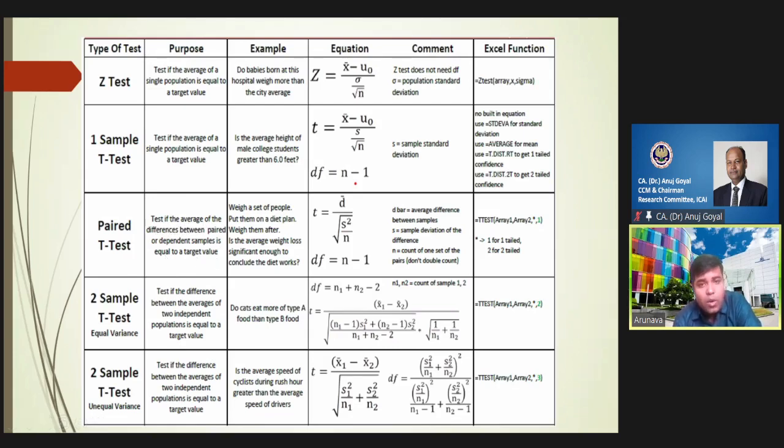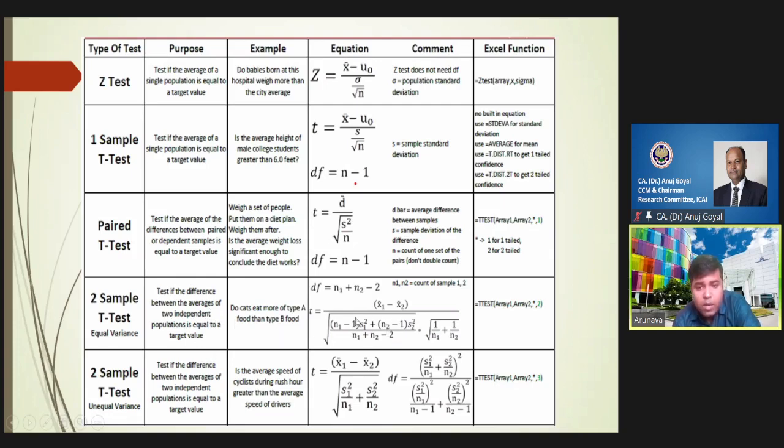What is our target value? Our target value is the value that is given, and that we are trying to prove that this population's target value is this. So we are trying to prove that. Then there can be a two sample t-test, where they test if the difference between the averages of two independent populations is equal to a target value or not, right?